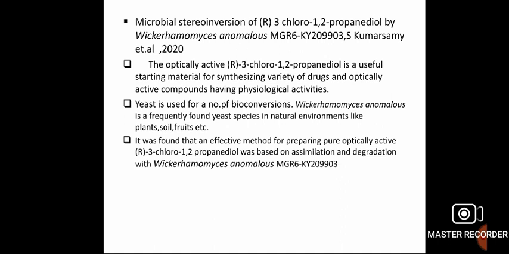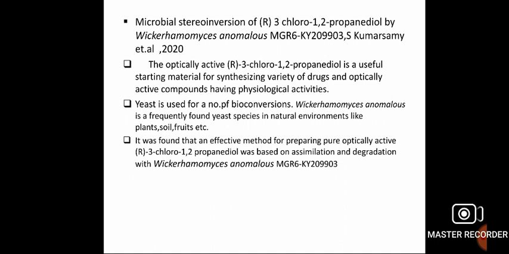The preliminary assimilation was carried out with the Saccharomyces anomalus MGR6 strain that was grown on synthetic medium, and it was observed for the assimilation by pH change in the medium. Yeast is most widely used for bioconversions, and one such yeast is Saccharomyces anomalus, which is a frequently found yeast species in natural environments like plants, soils, fruits, etc.